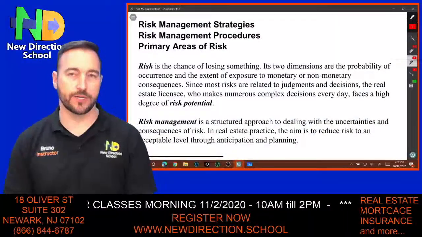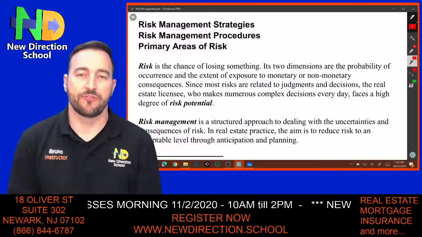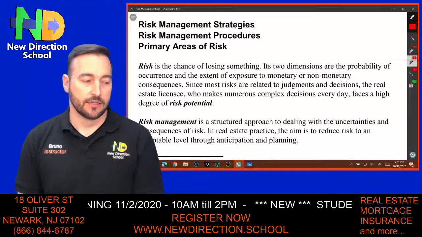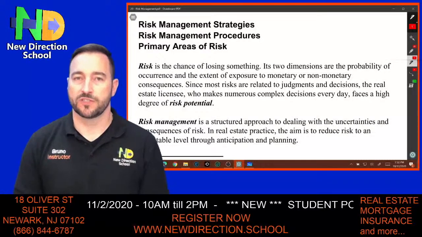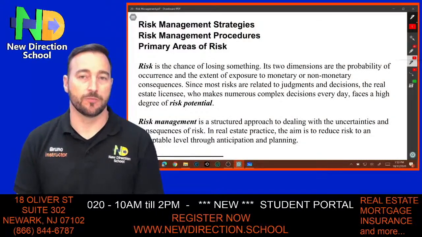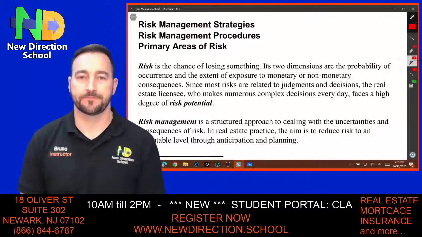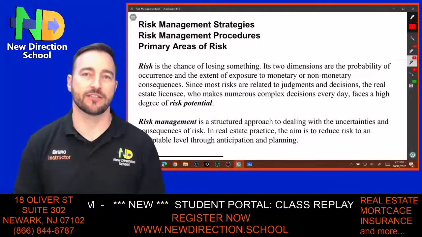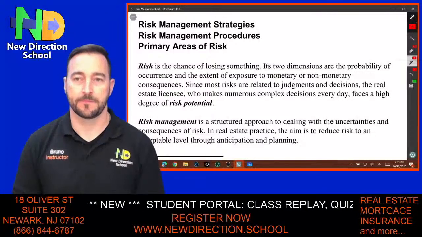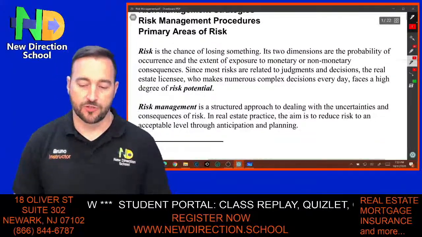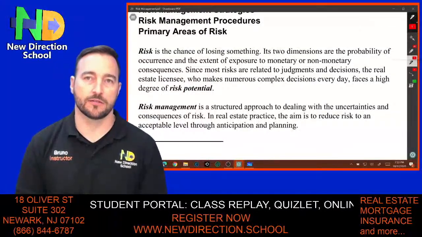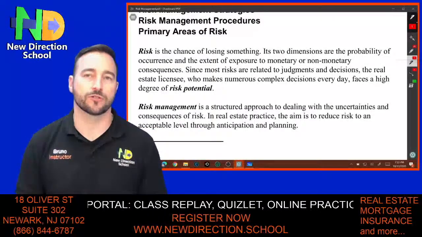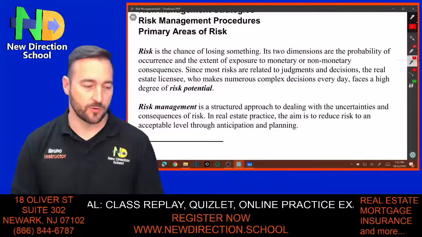Let's start real quick with what is risk. If you remember when we talked about real estate investments, I said that investment was clearly a risk. It could be low risk, medium risk, or high risk, right? So the question now is, what is risk? Risk is the chance of losing something, all right? Its two dimensions are the probability of occurrence and the extent of exposure to monetary and non-monetary consequences.